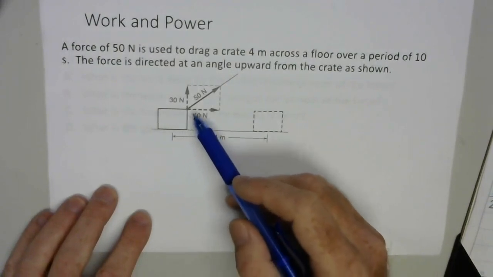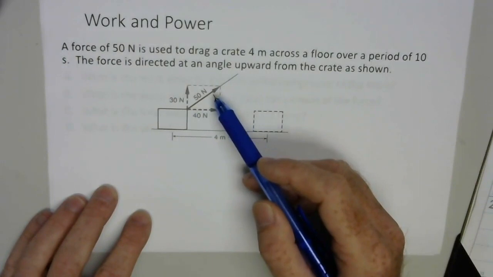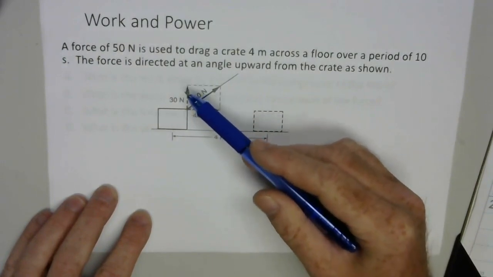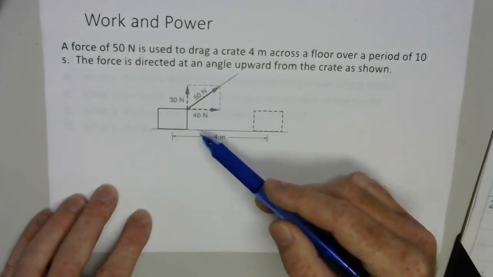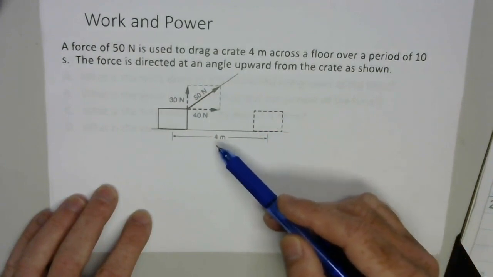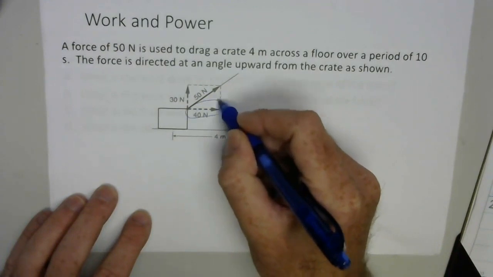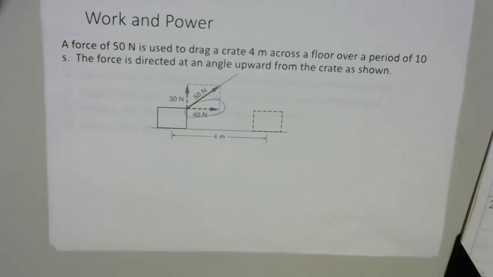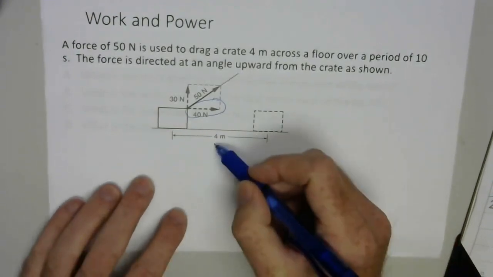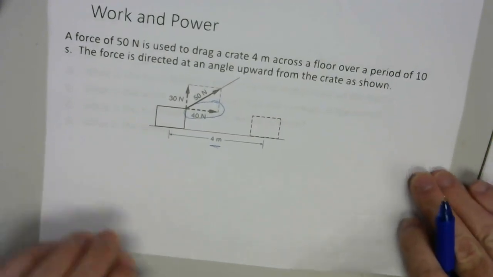Let's say we apply a diagonal force where 30 newtons of that ends up being vertical, 40 ends up being horizontal. What we're going to find is that since the box only moves horizontally, the 4 meters, this 40 Newton force is the only component of the force that actually does any work, and you're applying it over the distance of 4 meters. So let's look at a couple of questions related to that.